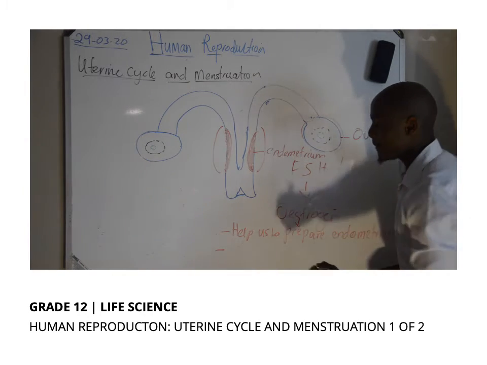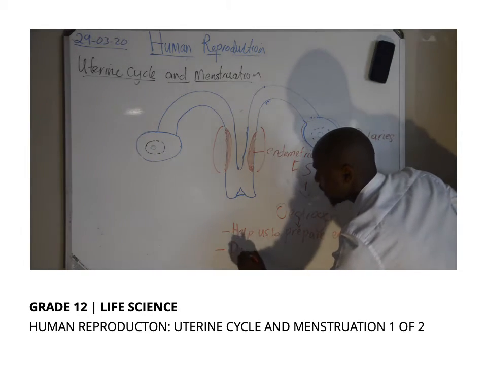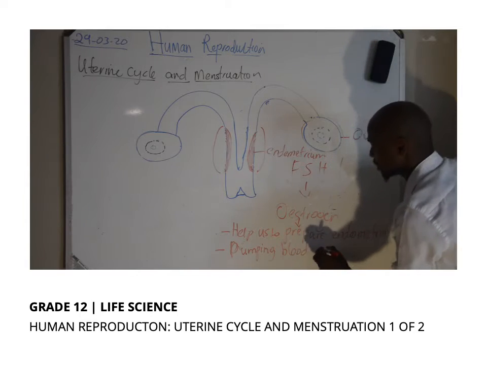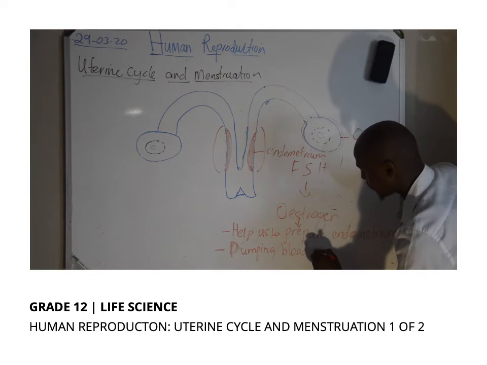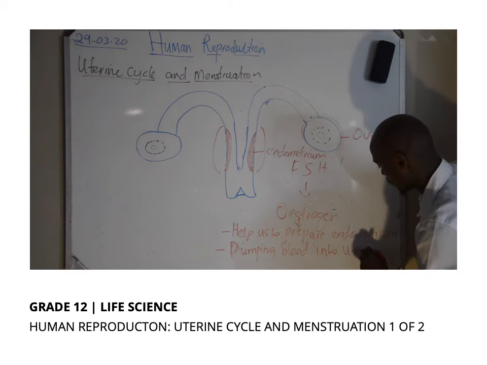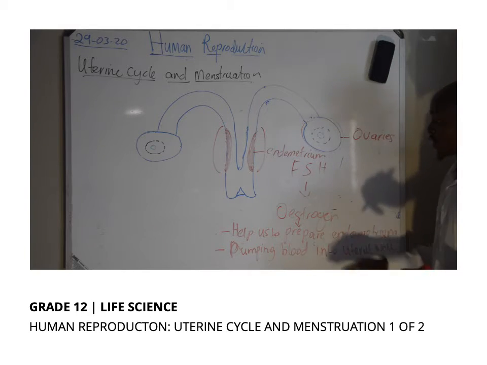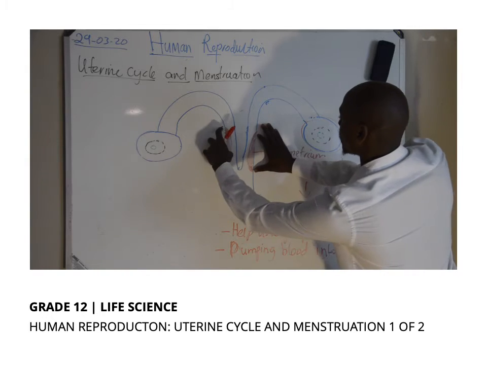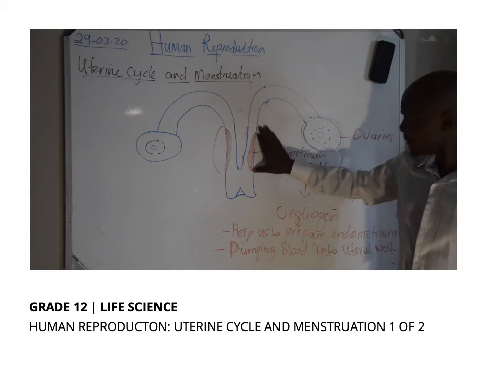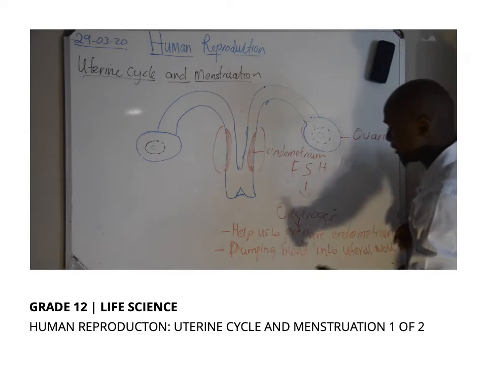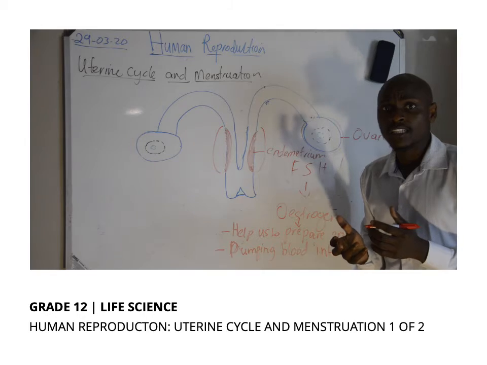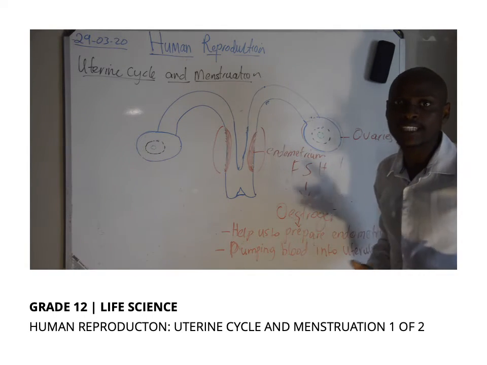Estrogen prepares the endometrium by pumping blood into the endometrium or into the uterus wall. Pumping blood into the uterus walls. So estrogen basically pumps blood to the what? To the endometrium wall. Why does estrogen have to pump blood to the uterus wall? Now listen to me. This is the place whereby the growing child is implanted.